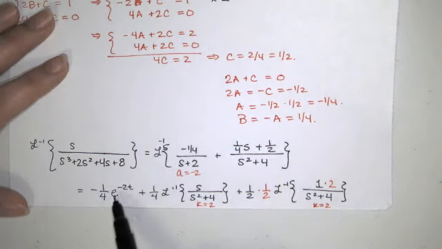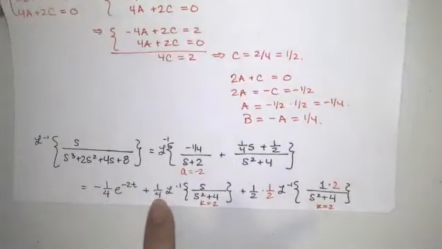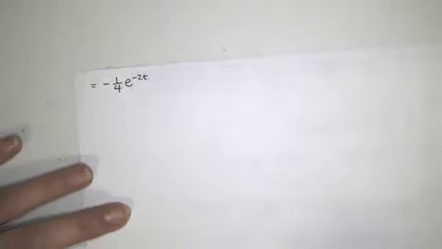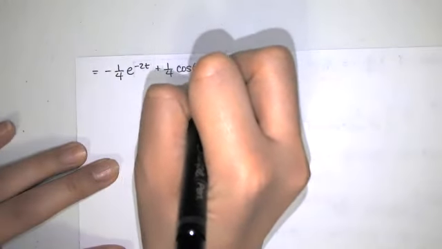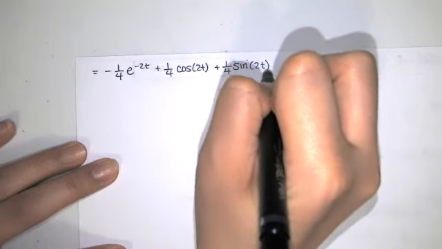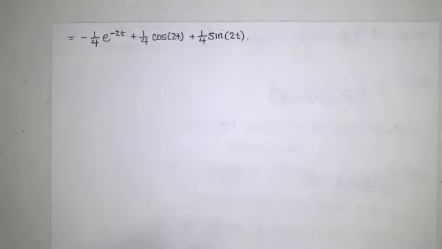So we're going to end up with this -1/4 e to the -2t for this first piece. And then we had 1/4 times cosine of 2t plus 1/4 times sine of 2t. And I think that's it for our practice with partial fraction decomposition and those 7 basic Laplace transforms.